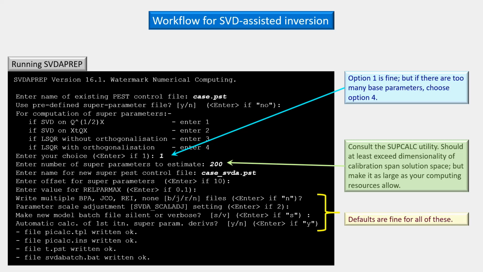The answer to most of the other questions, just hit enter. The defaults are fine. And that, in a nutshell, is how to undertake SVD-assisted inversion. The important point here is to distinguish between SVD-assisted inversion and singular value decomposition. Always include a singular value decomposition section in the PEST control file. Only undertake SVD-assisted inversion if you have to.